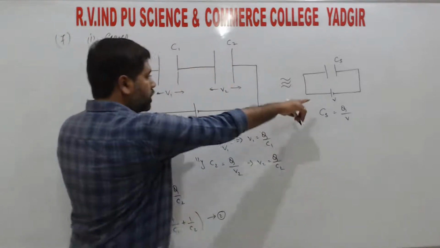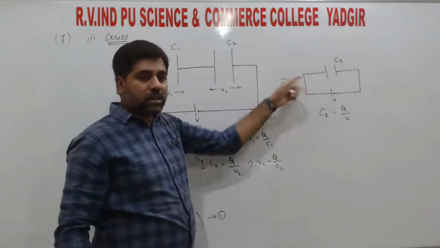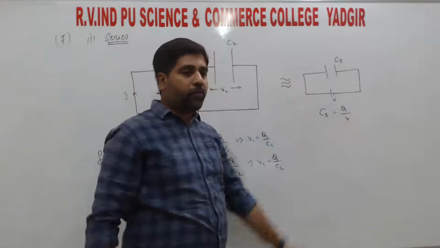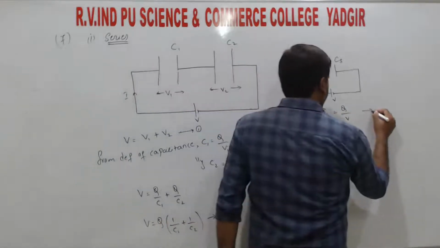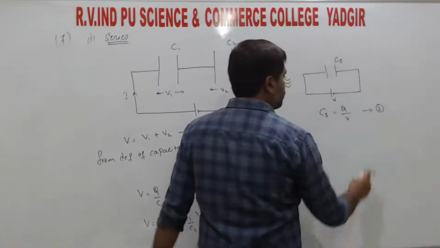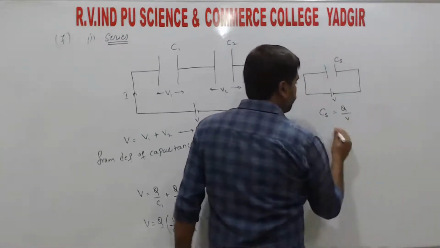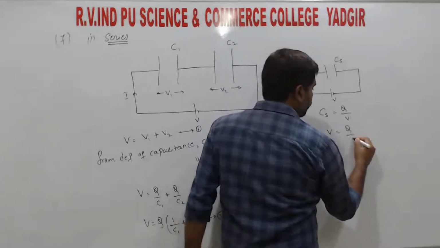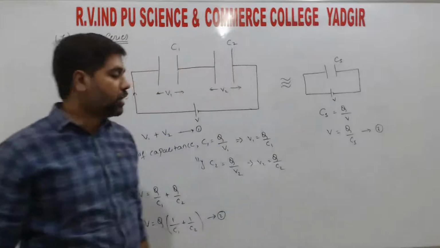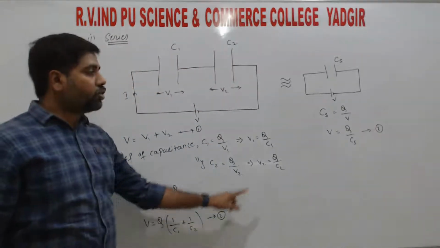Since the potential is the same, the charge flowing in both is also the same. So hence CS is equals to Q by V, right? So this we can take as the third relation. V is equals to Q divided by CS. Third relation, right? Now observing equation 2 and 3.